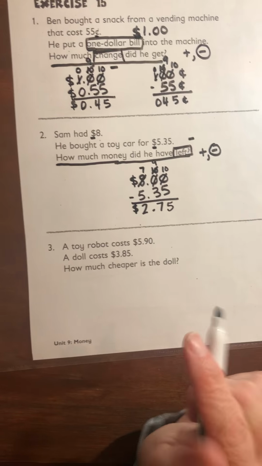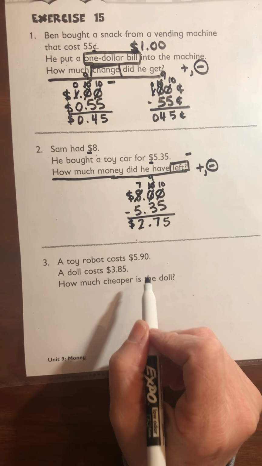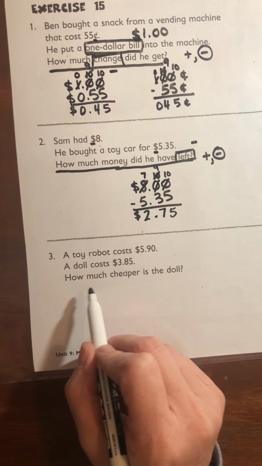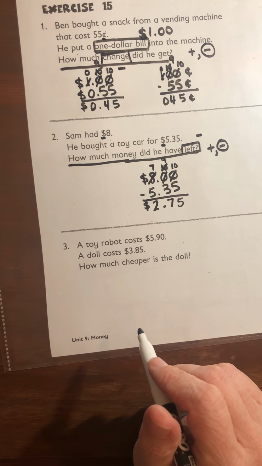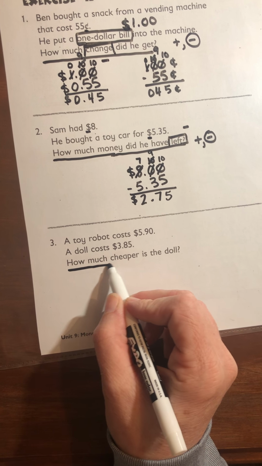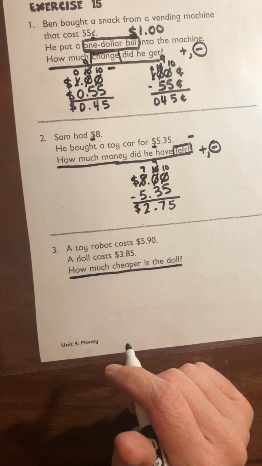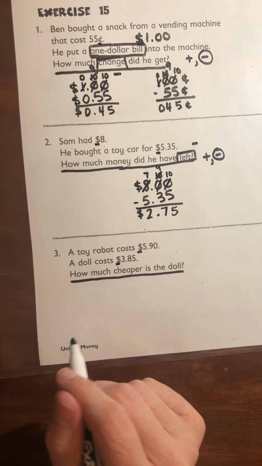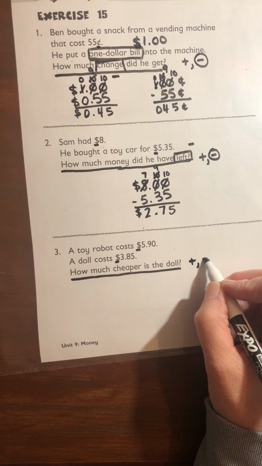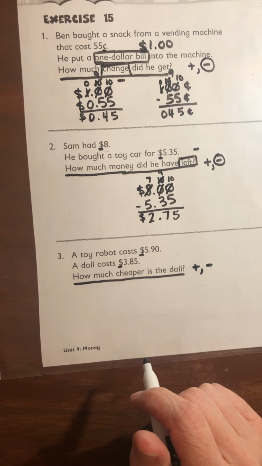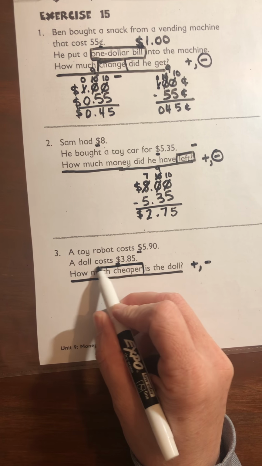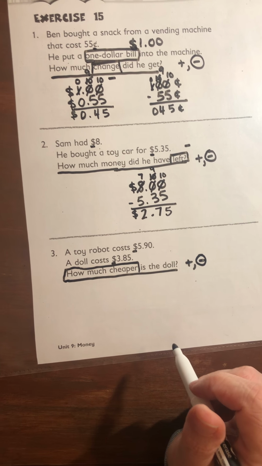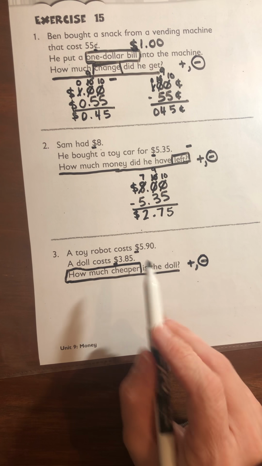All right, number 3 says a toy robot costs $5.90. A doll costs $3.85. How much cheaper is the doll? What's our question? And our labels? Dollar sign, dollar sign. What does that tell us? To add or subtract. And our keywords or clues? How much cheaper? What does that tell us? To subtract. Which number has to go on top? The big one.